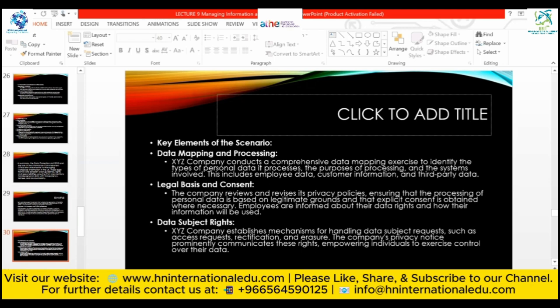Data subject rights. XYZ Company establishes the mechanism for handling the data subject requests, such as access request, rectification, and erasure. The company's privacy notice promptly communicates these rights, empowering individuals to exercise control over data. That is the individuals like me and you.